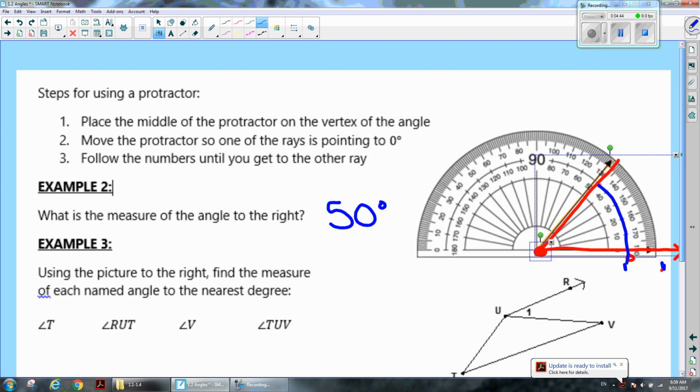Example 3 we're actually going to get to on tomorrow's starter, to get you trying to use the protractor on your own. So you can skip that section.